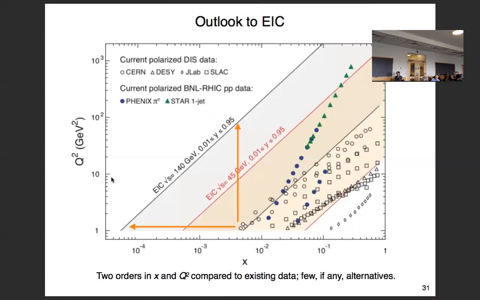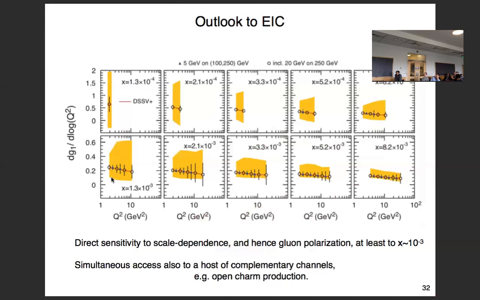Compare that with the coverage you get out of an EIC, and you see there's two orders of magnitude difference, both in x and Q squared. Of course, that should transform our insights in the end. So you could look at g1, and for the first time over a very wide range, you would become sensitive directly, as in you could take a direct derivative, if you wish, to scaling violations, and with that delta G. I think this would be one of the most convincing, directly convincing ways of demonstrating this.